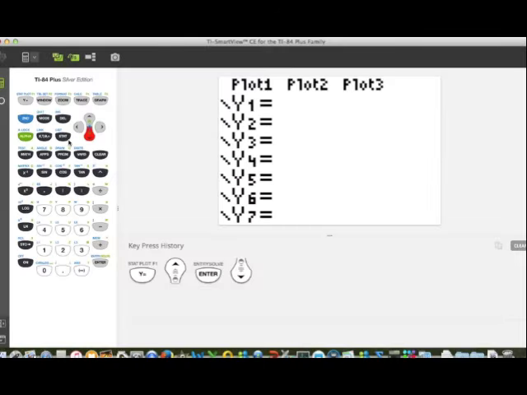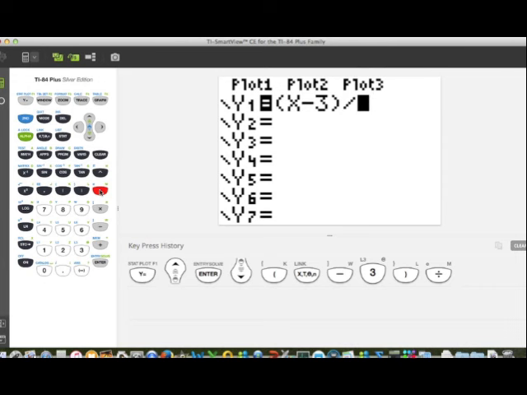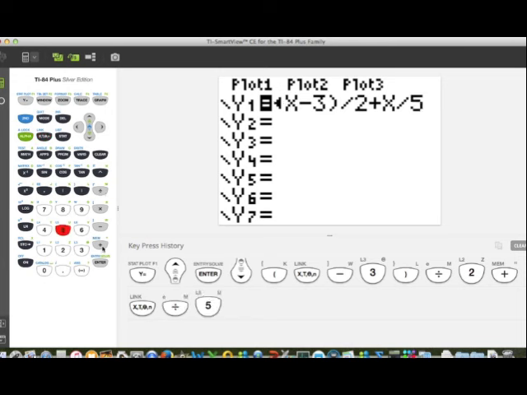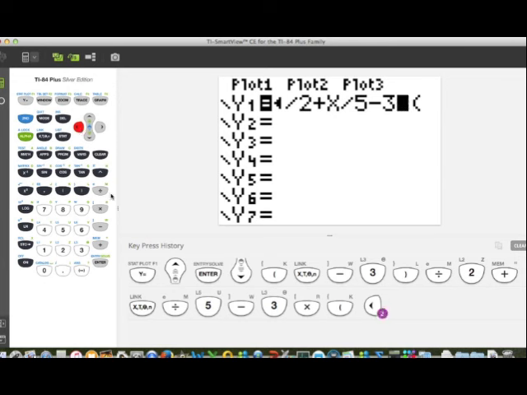Now we're going to graph the equation, and these are fractions, so start out with parentheses, x minus 3, close that parentheses, divided by 2, and then plus x divided by 5 minus 3 plus, again we have more than one term in the numerator, oops, that should have been a plus.